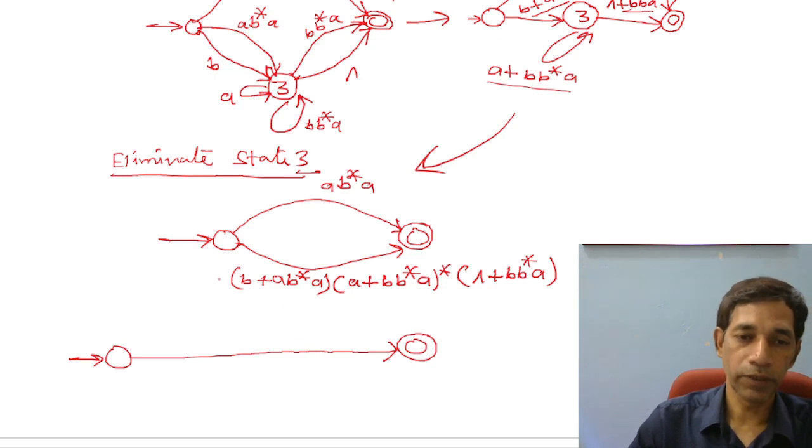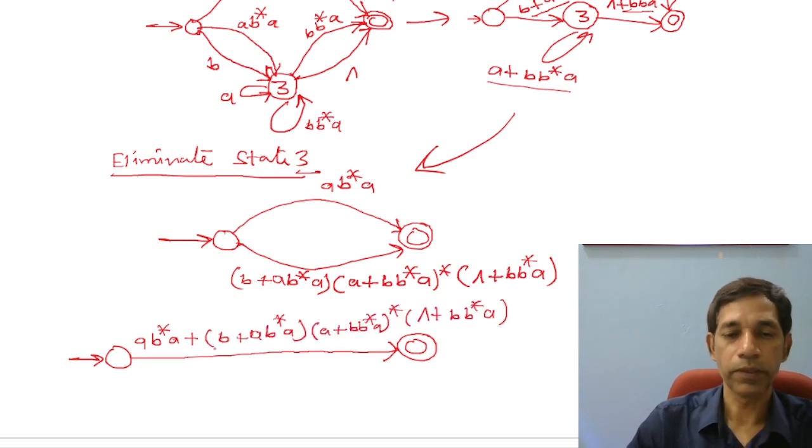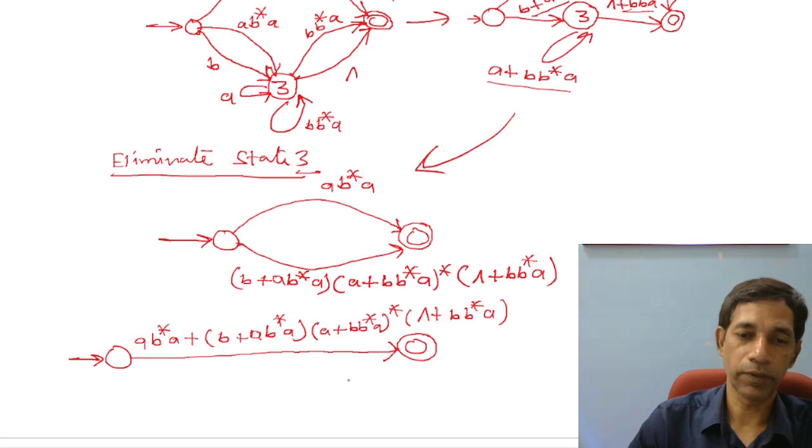What is the label of this edge? You have to unify this, meaning you have to add. What do you need to add? A, B star A plus this thing. So you can say plus, this is the resulting label of this.